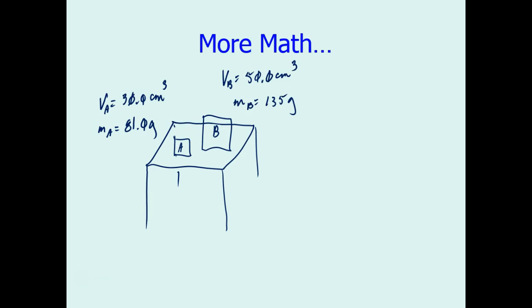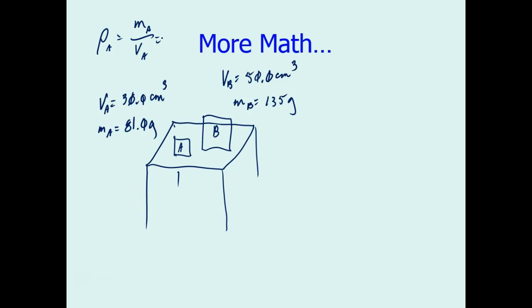Which block has the greater density? Anyone want to make a guess? A or B? You say A? Everybody agree with him? Okay. How do we calculate density? What is the formula for density? Density for A is mass per unit volume, so that would be the mass of A divided by the volume of A.